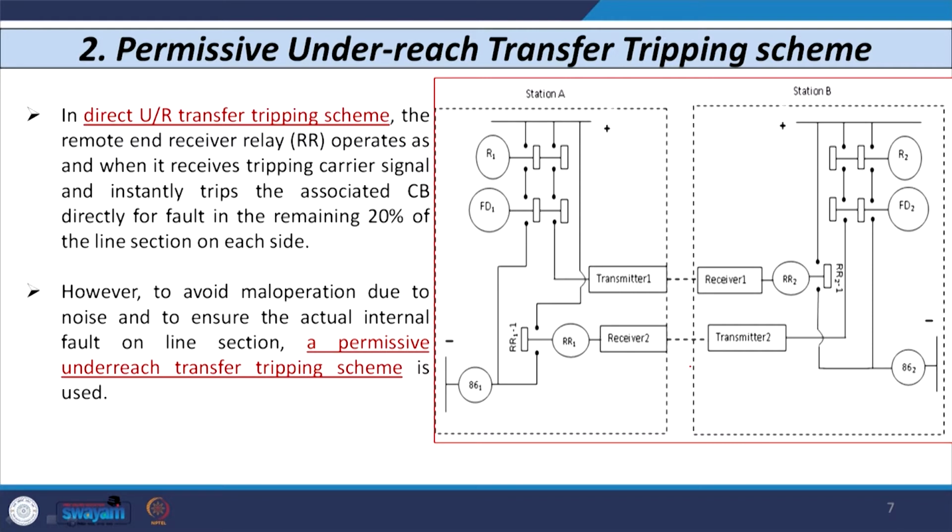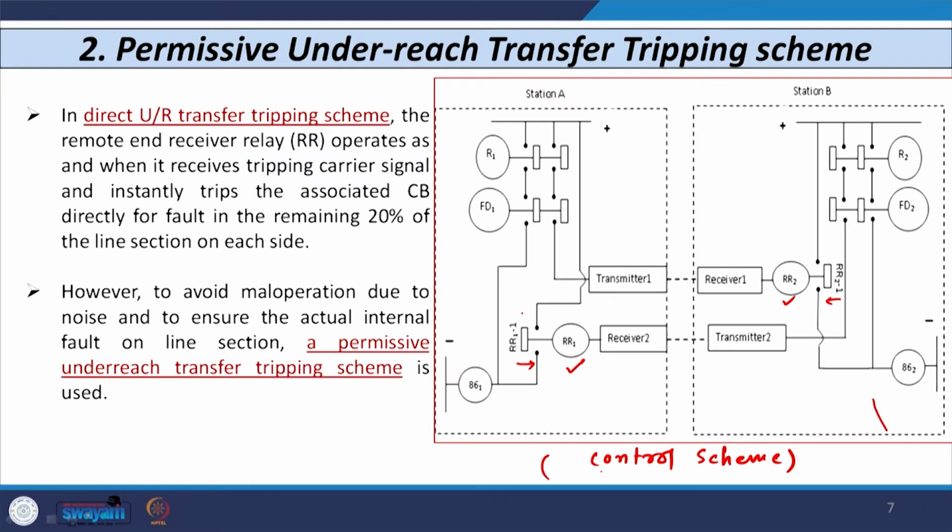The control circuit also remains more or less the same. The only difference is that this is the control circuit of the direct underreach transfer tripping scheme. You can see that whatever signal is received, the receive coil of receiver relay 1 or relay 2 is directly energized, and its contact immediately closes. As soon as this contact, either RR11 or RR21, closes, direct tripping is initiated, and this may mal-operate because of noise due to switching surges in the system.